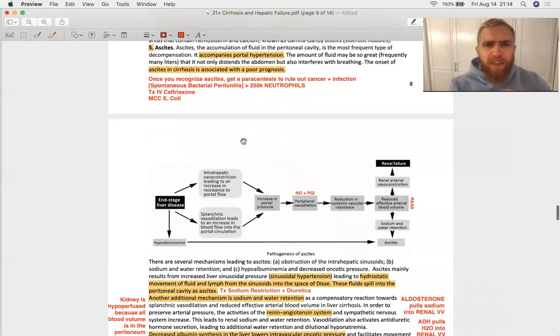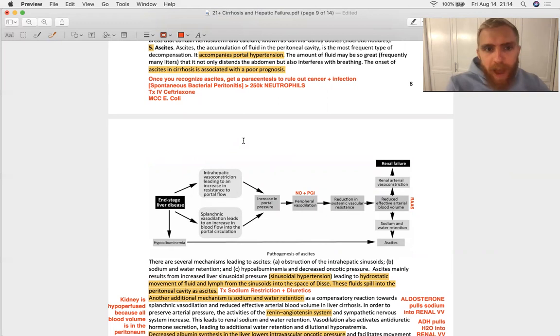Now we get to ascites, the accumulation of fluid in the peritoneal cavity. It's the most frequent presentation of decompensation, and it accompanies portal hypertension. Now, it might be half a liter. It might be 1 liter. It might be 5 liters. There are some really big bellies out there if you Google ascites.